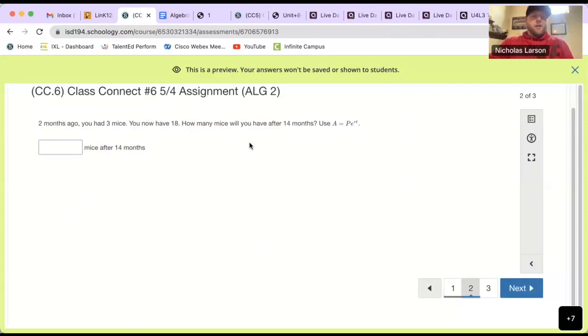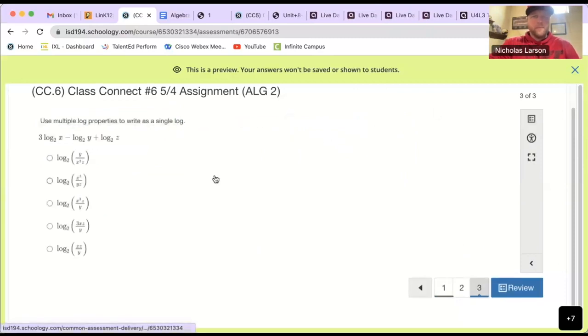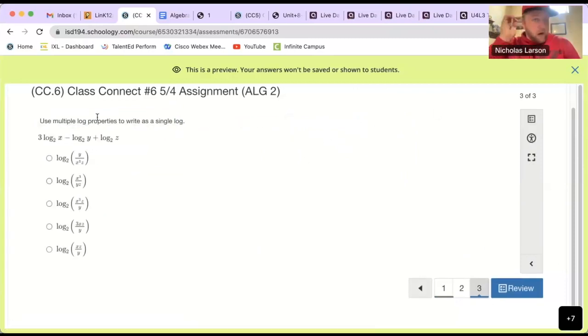2 months ago, you had 3 mice. Now you have 18 mice. How many mice will you have after 14 months? Again, you can figure out what your initial amount is and what your rate is. Considering 2 months, you had 3, now you have 18, and then your time is going to be 14. And use multiple properties to write as a single log. Basically, condense this function down into one single statement.